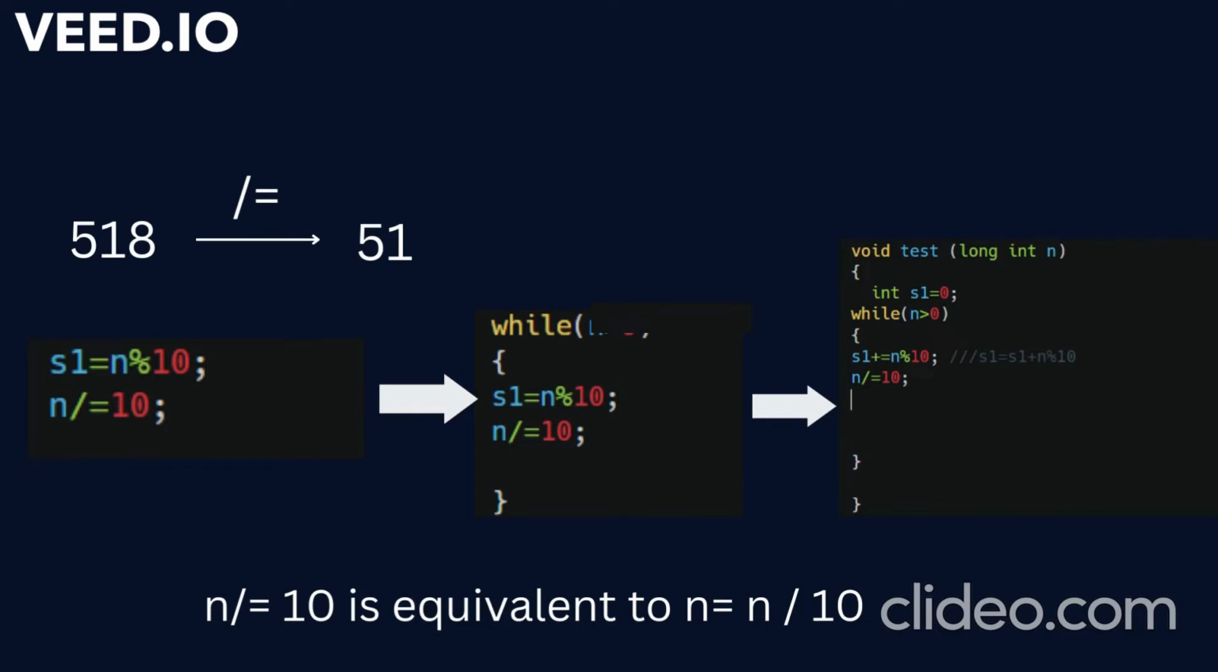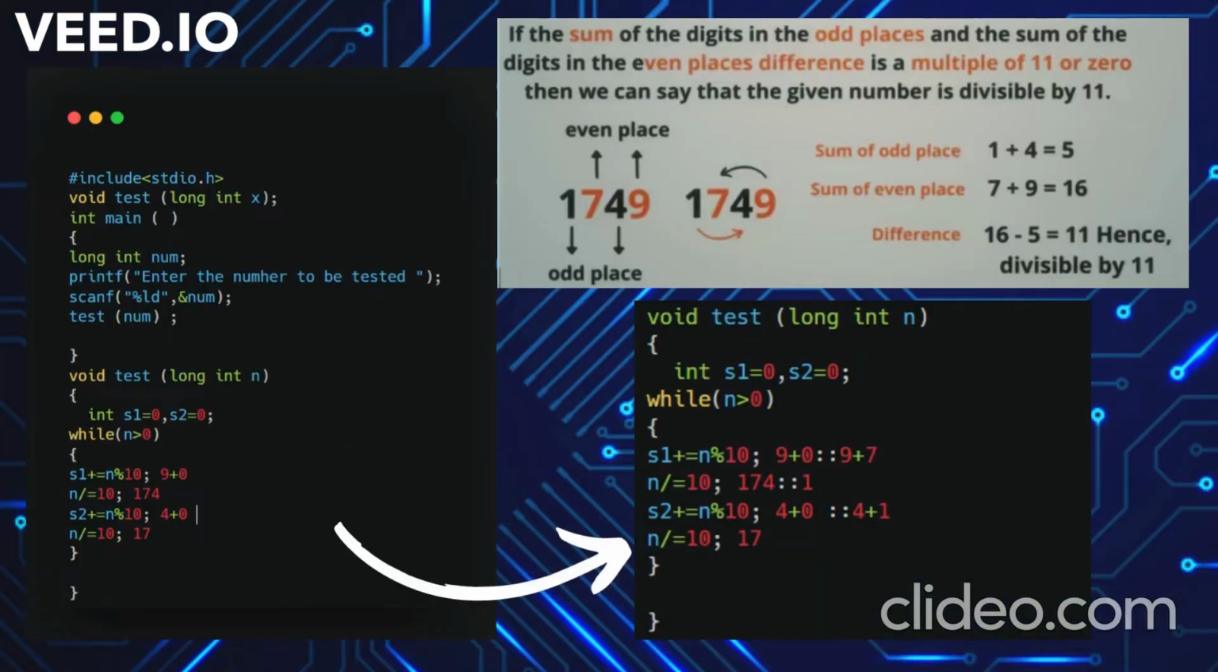So till now we have not summed the digits, so we will do a bit of manipulation in our code. I will write s1 plus equal to n modulo 10 in place of s1 equal to n modulo 10. And I will also initialize the s1 variable to 0 so that there is no stored value from before. With just one s1 variable, our work can't be done because we need the sum of digits at the even places and the odd places. So we will initialize one more variable, that is s2 equal to 0.